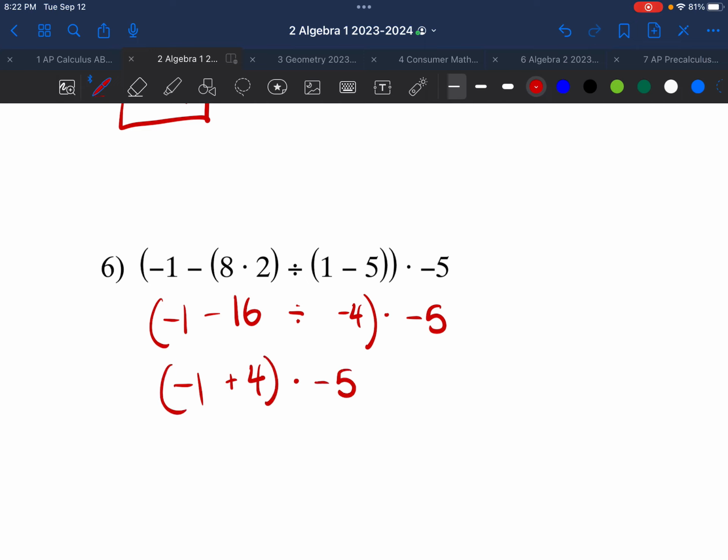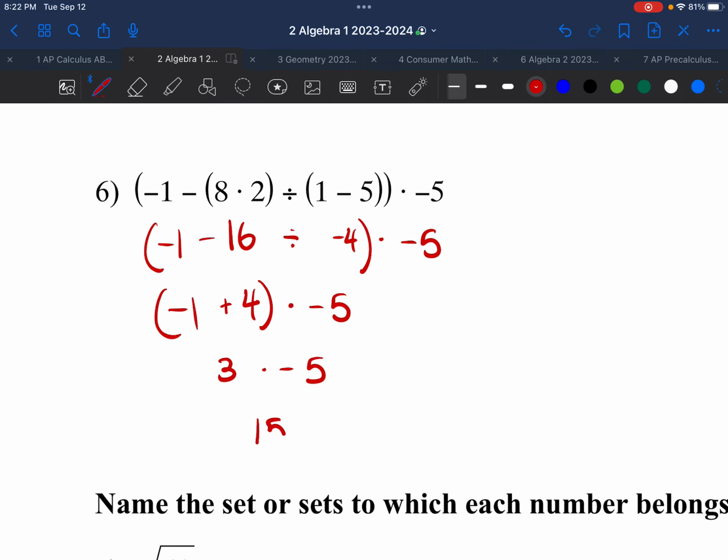This could be multiplied by negative 5. Keep evaluating inside the parentheses. Inside here, I have a positive 3. Again, I have opposite signs, positive and negative, so you subtract. 4 minus 1 is 3. Keep the sign of the larger, it's going to be a positive 3. So I have a positive 3 times a negative 5. And finally, 3 times 5 is 15. Positive times a negative is a negative. You should be getting negative 15.